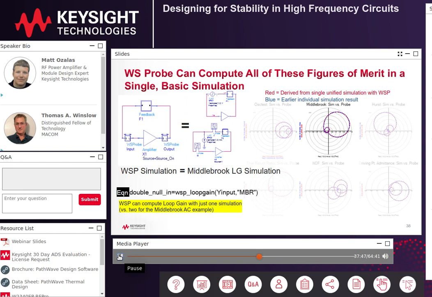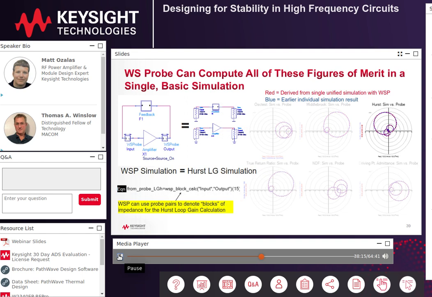The same single WS probe simulation can also compute Middlebrook loop gain. Remember that for the double null injection, we needed to run 2 simulations or make 2 circuit copies, one for the voltage injection and one for current. The WS probe can do this in one simulation on one circuit and for 2 nodes, since there are 2 probes in the circuit. So add 4 more simulations to the ones that can be replaced with just one of these WS probe simulations.